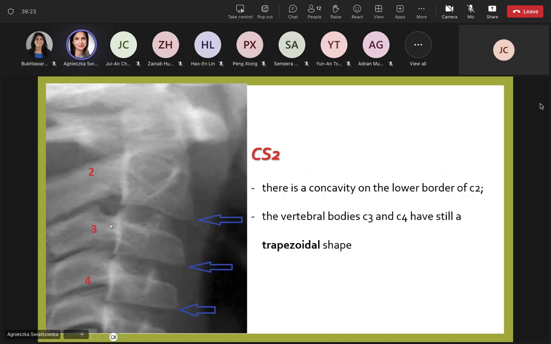Next, stage 2. And here, as you see, the shape is still trapezoidal, but you can see a little concavity on the lower border of the second vertebra.